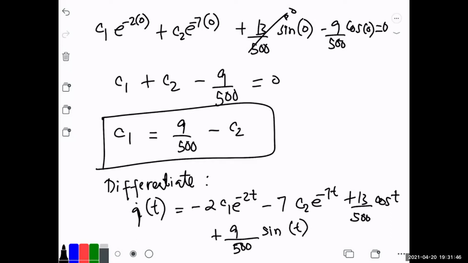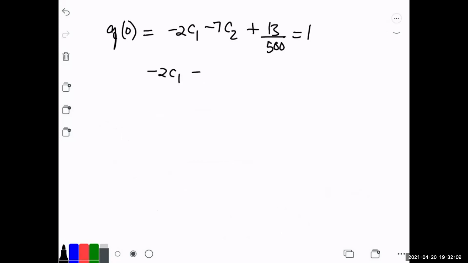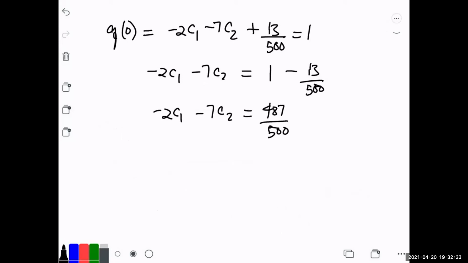So it says there initial charge is 1 at time 0. So this means Q of 0 is equal to negative 2 C sub 1 minus 7 C sub 2 plus 13 over 500 is equal to 1. So let's rearrange this. So negative 2 C sub 1 minus 7 C sub 2 equals 1 minus 13 over 500. So this is 487 over 500.